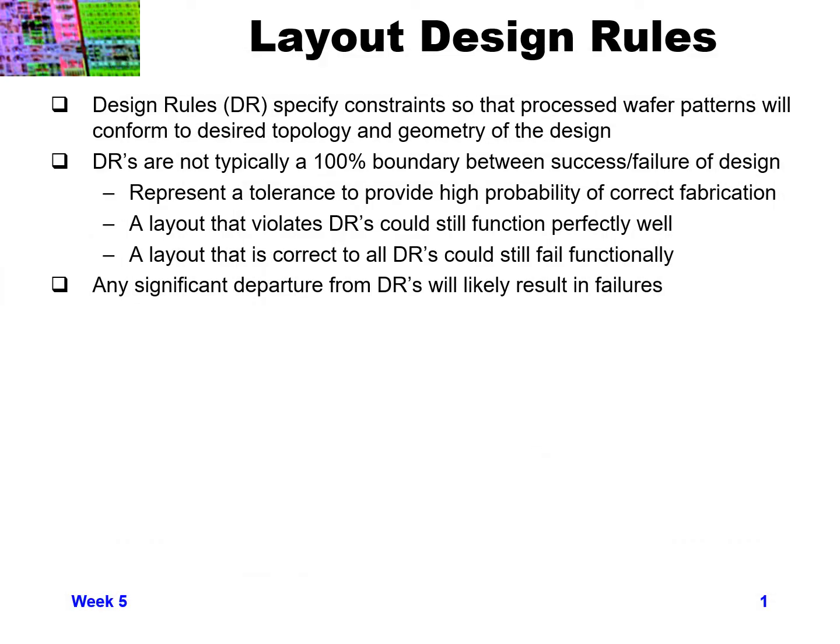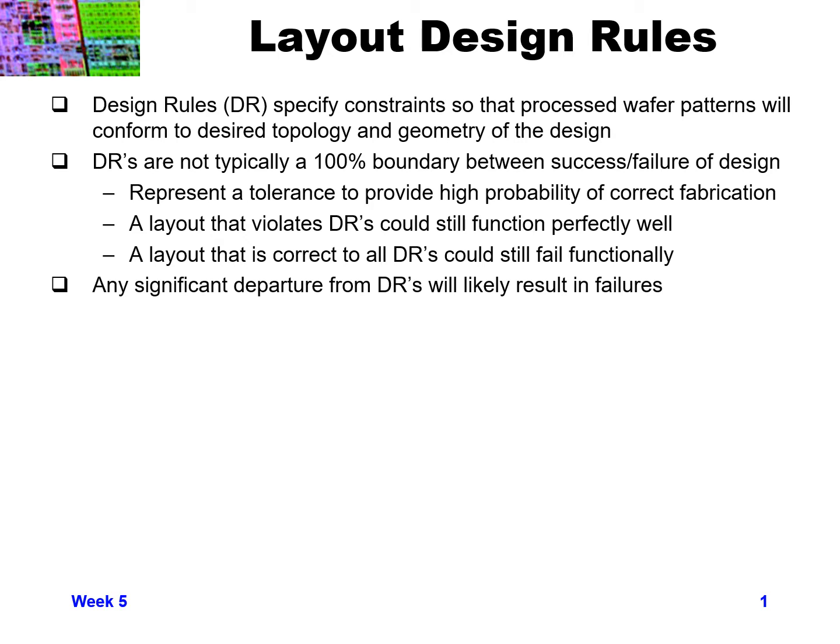So now that we've gone through a lot of the main processing steps, how we physically construct transistors and the metal layers that connect the transistors together, let's go through what are called the layout design rules. You've already encountered this a little bit in the labs. The design rules specify constraints so that the patterns that we're putting on the wafer will conform to the desired topology geometry of the design.